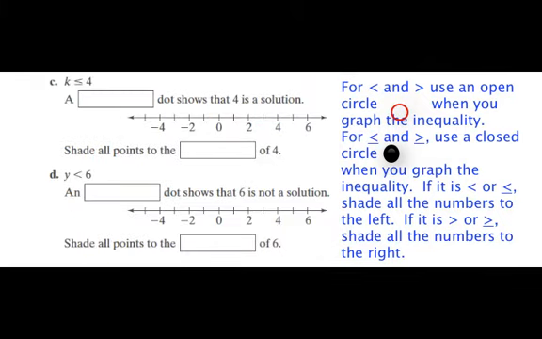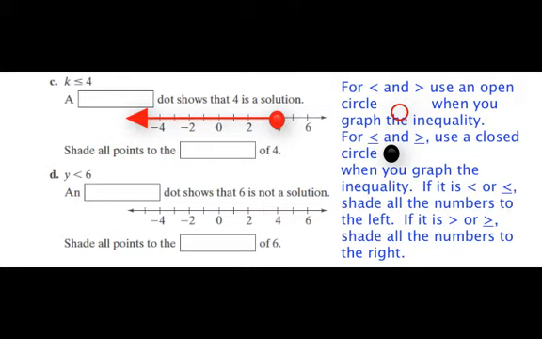You don't have to rewrite these rules because you've already written them once, but I wanted them to be on the screen as I talked about what we're doing with these problems. For example C, we have K is less than or equal to 4. Since it's less than or equal to, we're going to use a closed circle at 4. But since K is less than 4, we're going to draw our arrow to the left because that would be all the numbers smaller than 4. So your graph will look like this.